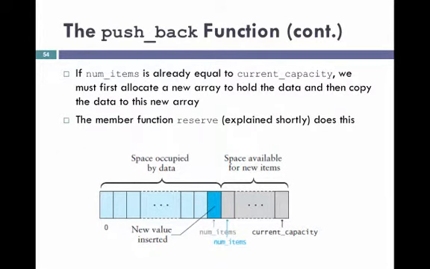If num items is already equal to current capacity, we must allocate a new array to hold the data and copy the old array to this new array. The member function reserve does this, and we'll see that shortly.